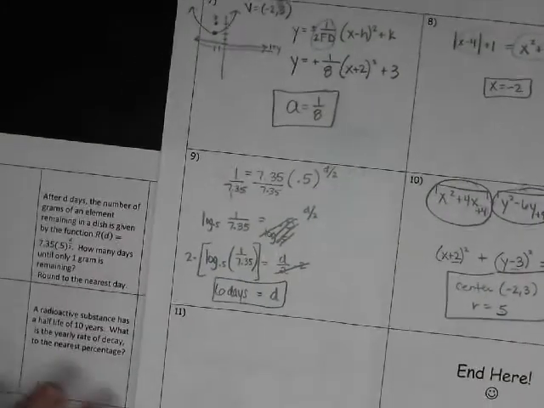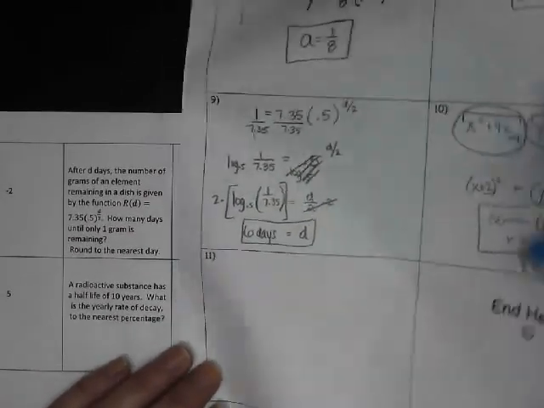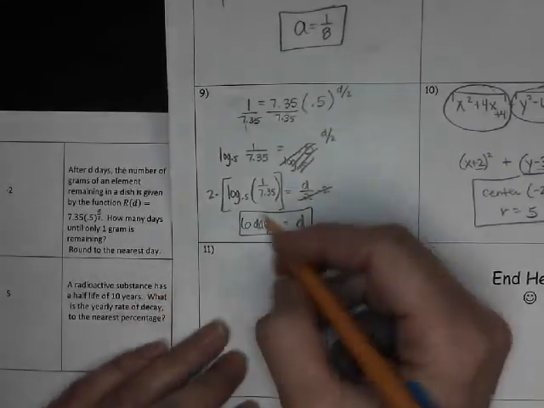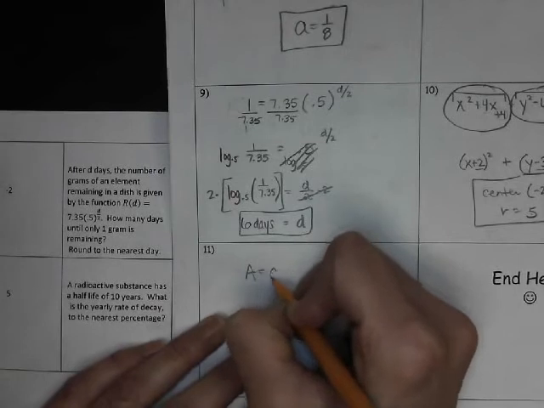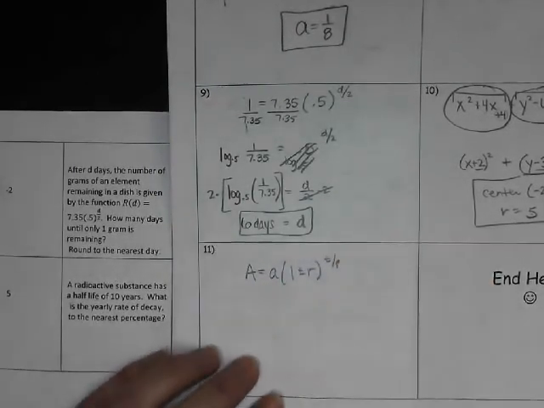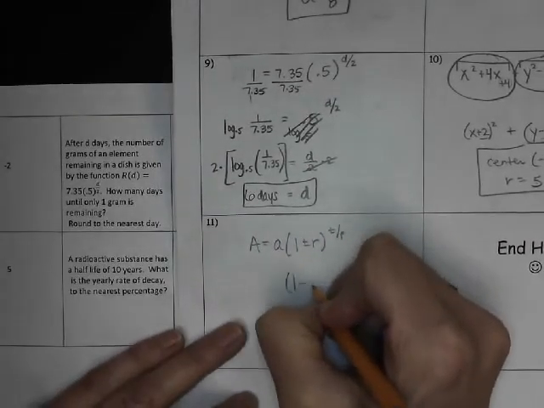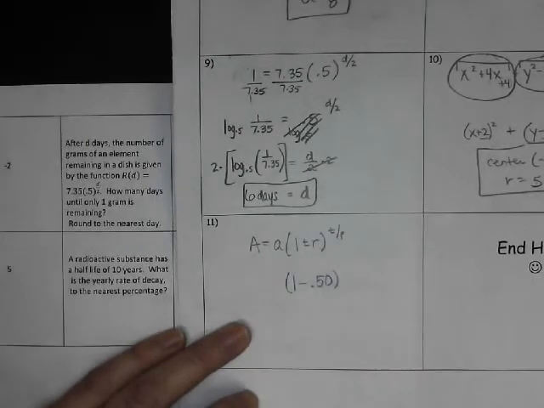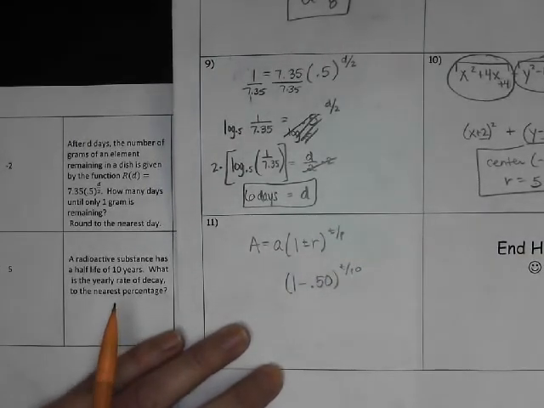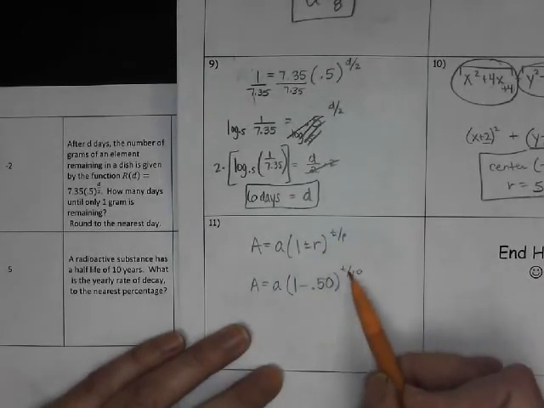And one more, number 11. A radioactive substance has a half-life. Half-life is the amount of time it takes to lose half of its material. So of 10 years. So we're using our basic exponential growth decay. We are losing half of our amount, so losing 50% every 10 years. They want the yearly rate of decay. So they're just asking us to change the rate to a 1-year rate.